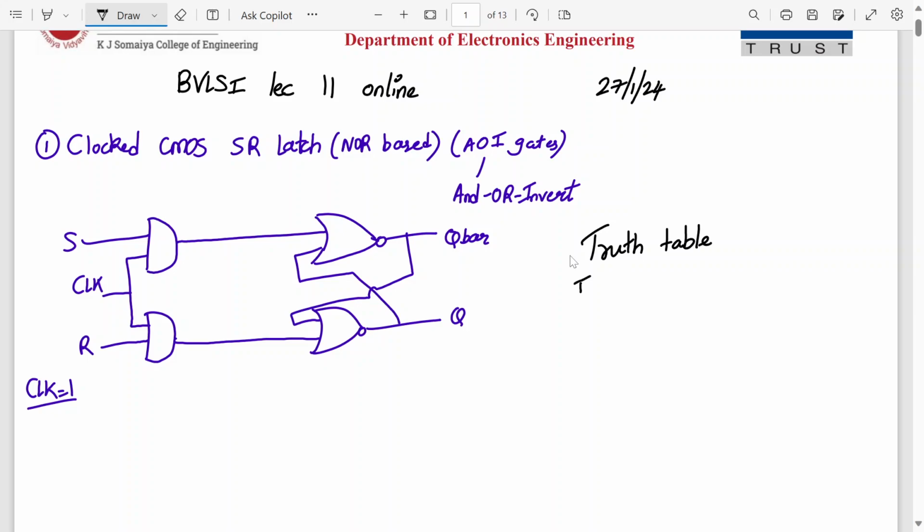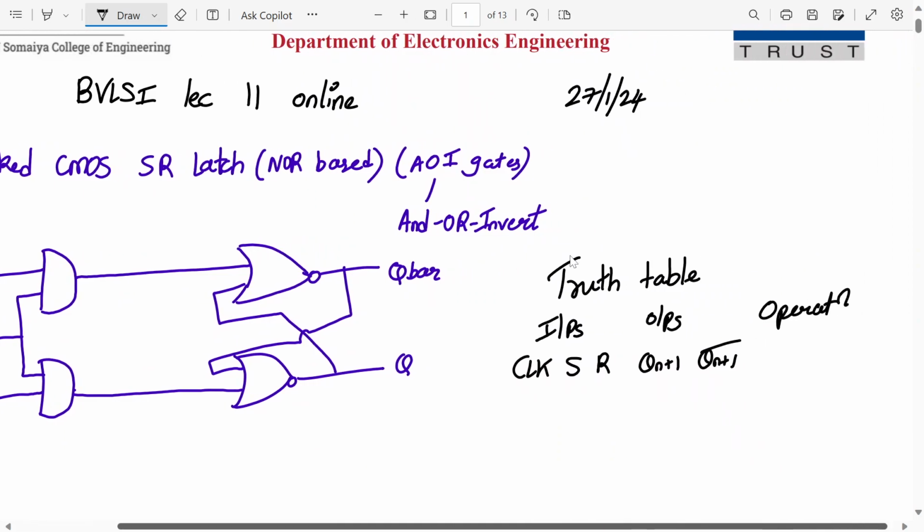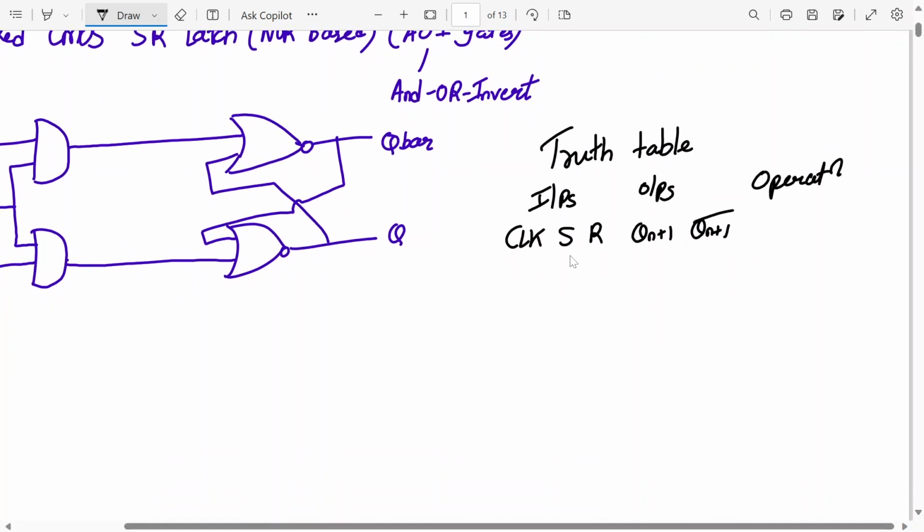Okay, tell me if these are the inputs and this is my outputs, and we'll write the operation. So clock is one of the inputs, then S and R. Output is Qn plus 1, Qn plus 1 bar. I hope it is visible. Okay, so when the clock is 1, then we have active phase, right? When the clock is 0, it doesn't matter whatever S and R is, the output will be the previous state. Okay, so this is hold operation.